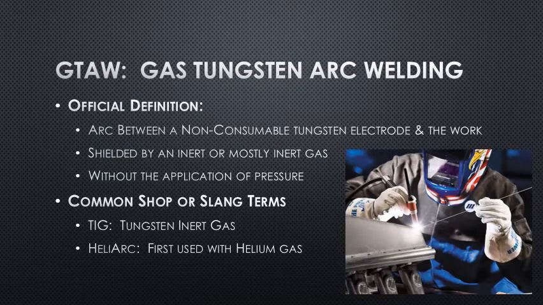Gas tungsten arc welding is officially defined as a process that uses an arc between a non-consumable tungsten electrode and the workpiece. It's usually shielded by an inert gas like argon, and it does not involve the application of pressure. You're going to commonly hear it referred to in the shop as TIG, or tungsten inert gas, and you may even hear some people refer to it as heliarc because when the process was first developed, it used helium shielding gas in order to make welds.